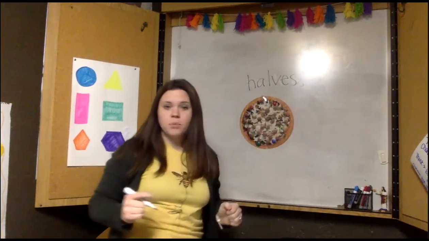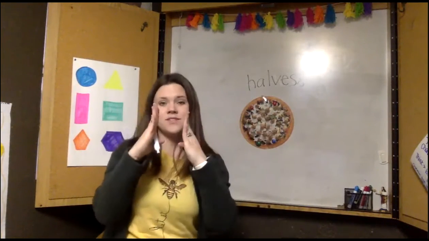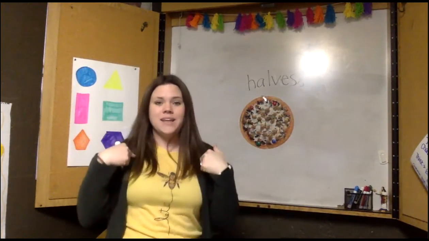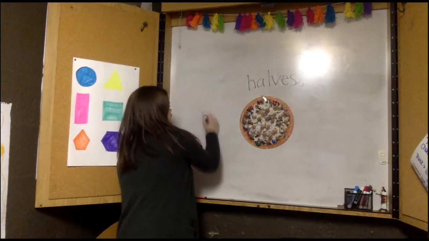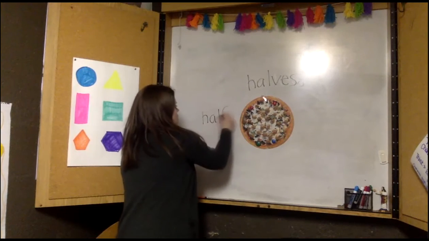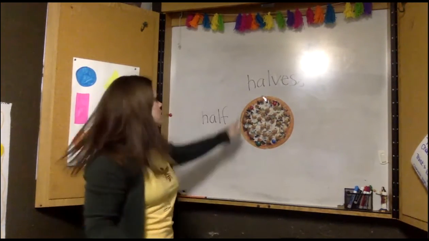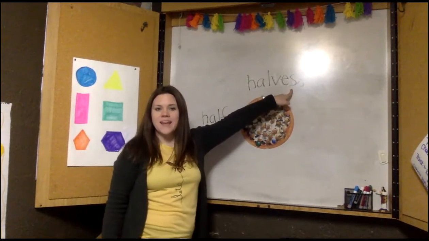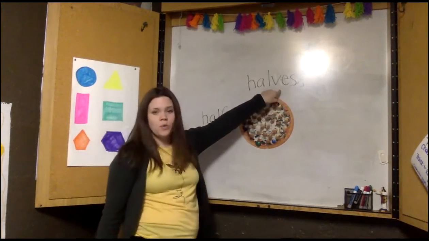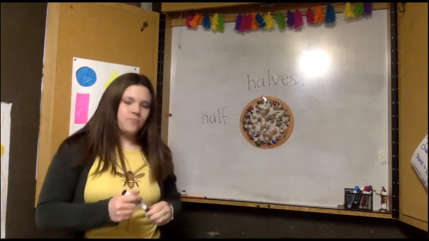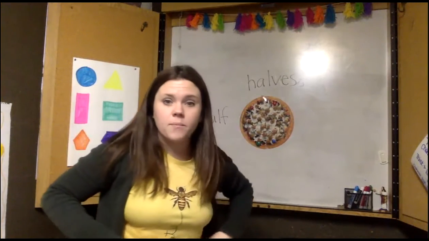So halves is the plural. That means when you have more than 1, right? So 2 halves make a whole. If I only eat 1 half, it looks like this. 1 half or 2 halves. We're familiar with that ES or the S at the end of a plural. 1 half, 2 halves.